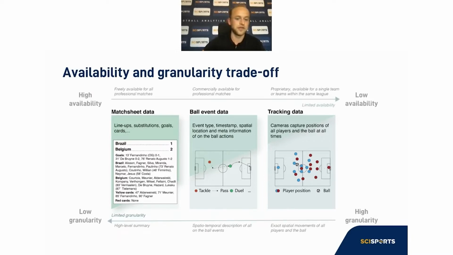With those three types of data come also availability and granularity. As I already mentioned, the match sheet data is freely available, an example being Flashscore. The ball event data is commercially available for professional matches. And the tracking data is only limited available and only for a single team or teams within the same league. With this comes a high granularity, so really in-depth analysis for the ball event data. It's a little bit less, limited granularity, for the match sheet data.